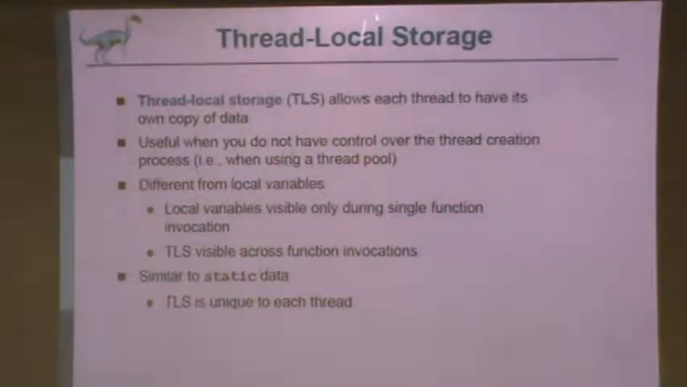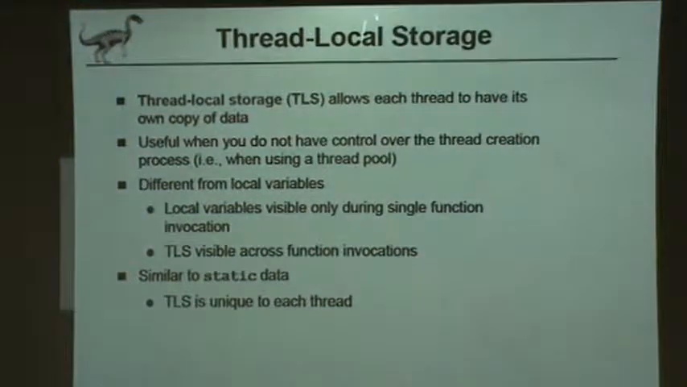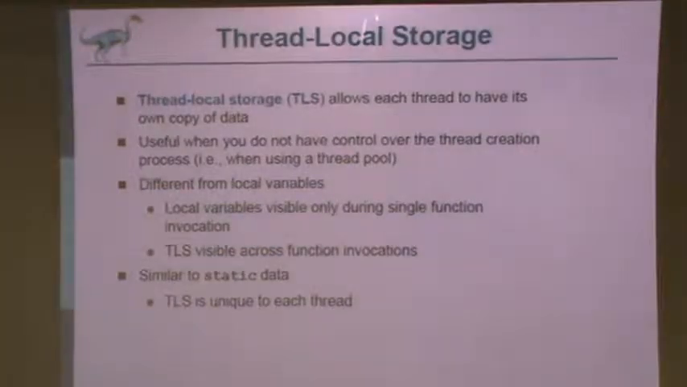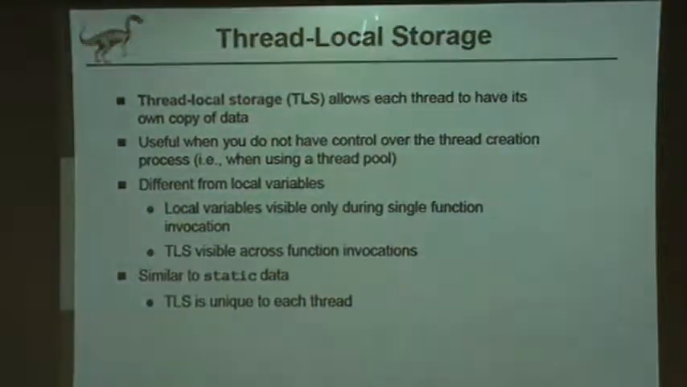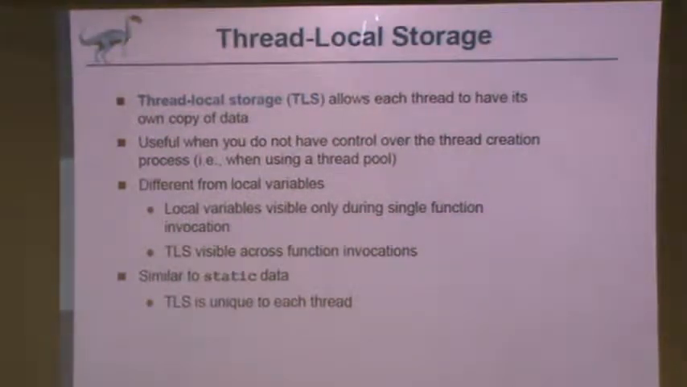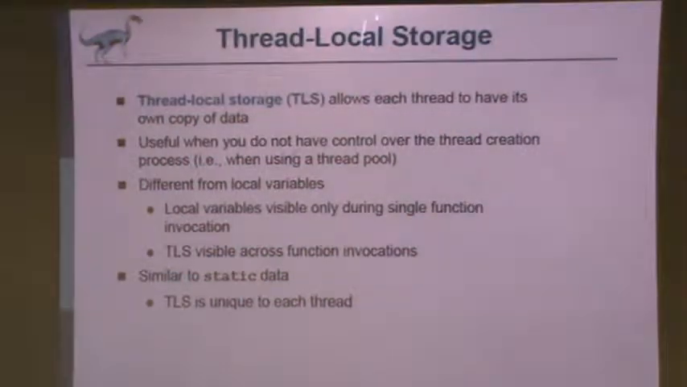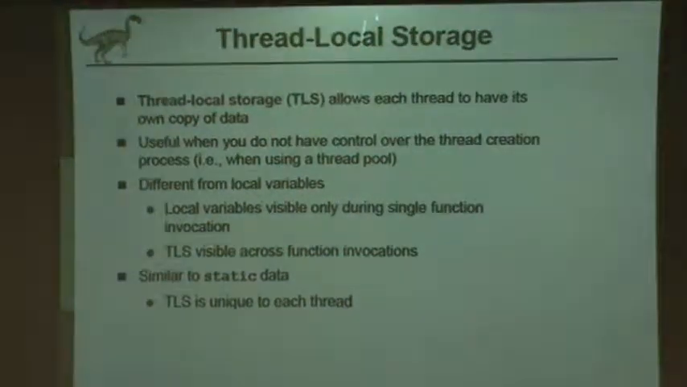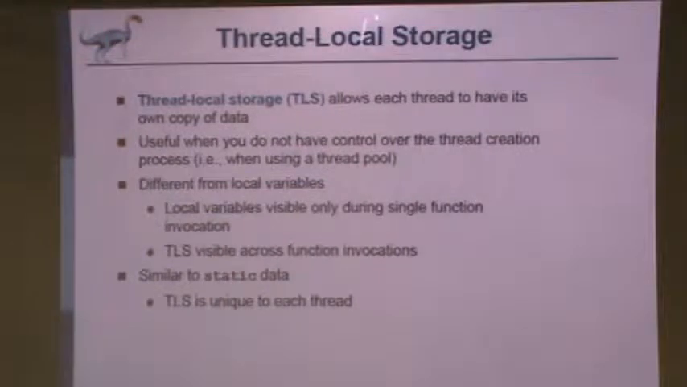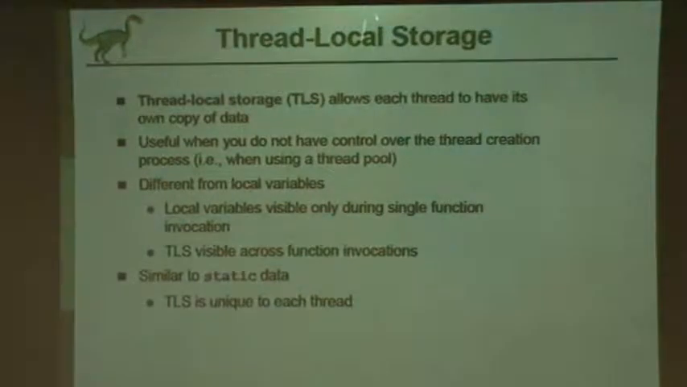But it's not, because one thread may use different methods. So the thread-local data is not a local variable, because it can be used through different functions. That's the difference between a local variable and TLS. Within one thread it is kind of like static data, because all the functions in this thread can use the data.